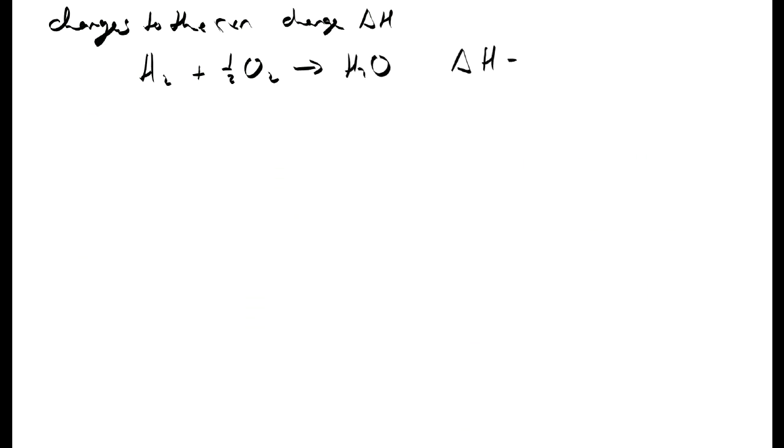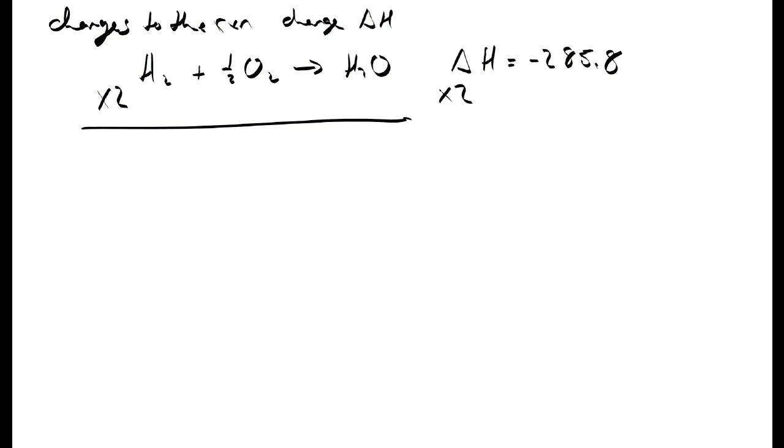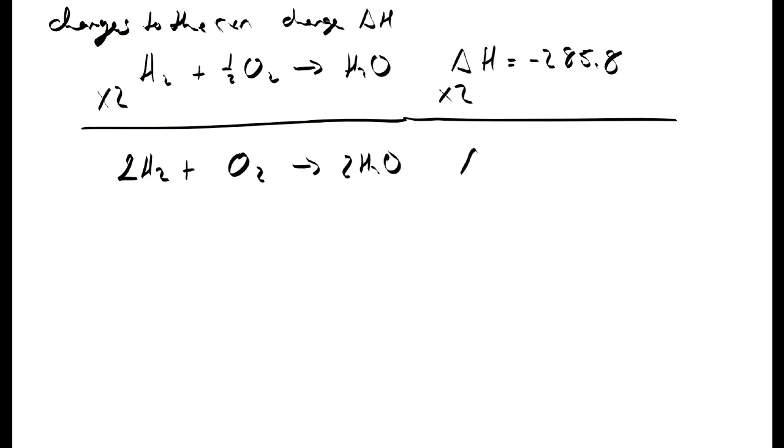Our next convention is closely related. Changes to the reaction change the enthalpy of the reaction. So, sticking with our reaction, H2 plus 1/2 O2 makes H2O, delta H is equal to negative 285.8. If you double the reaction, that means you double the enthalpy. So that would get you 2H2 plus O2 yields 2H2O, with delta H equals negative 571.6 kilojoules per mole. If you tripled the reaction, you would triple the enthalpy, quadruple, and so on.